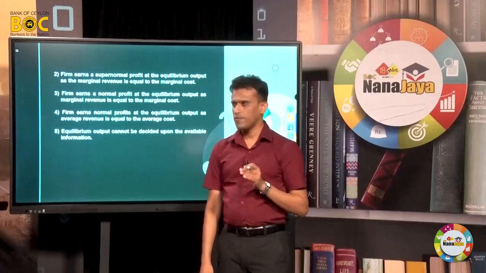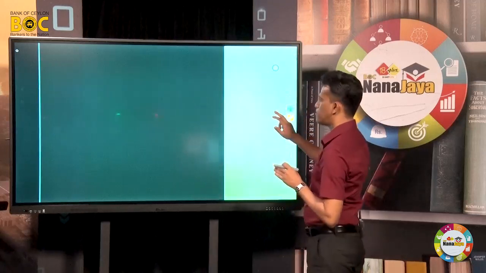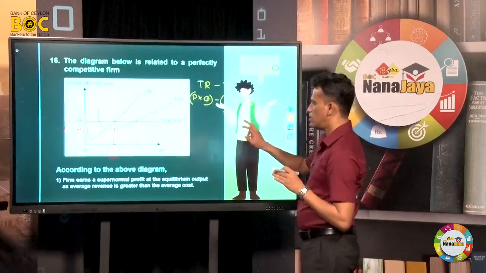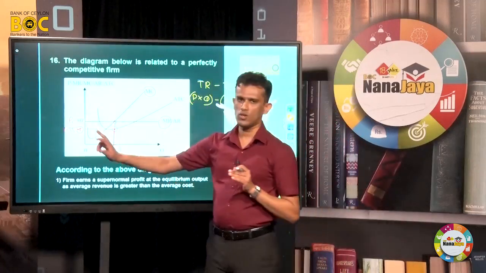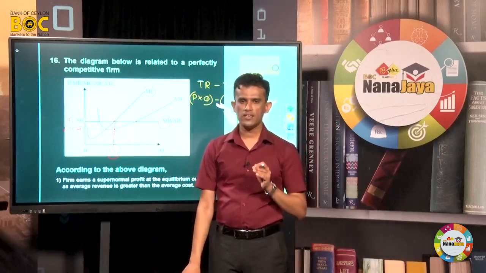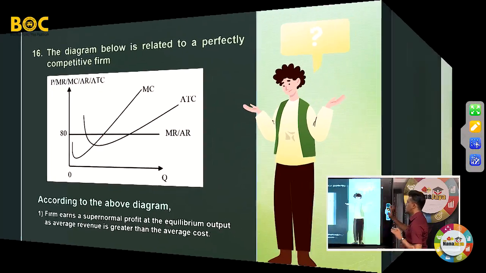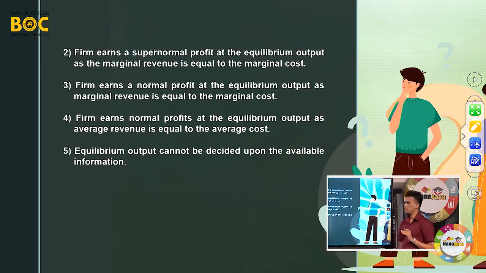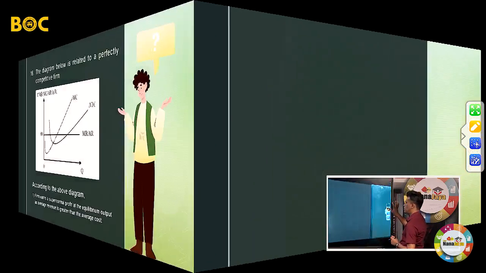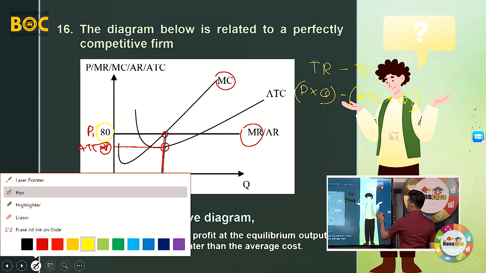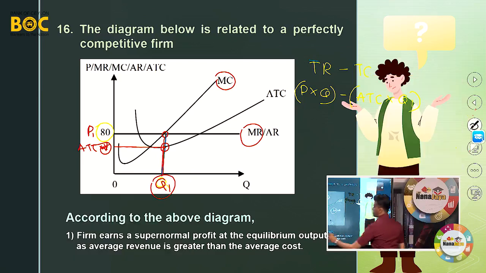So the firm is at a profit because the price is greater than the average total cost at the equilibrium output, and not because the marginal revenue is equal to the marginal cost. So the second answer also cannot be taken as an answer. Firm earns a normal profit, wrong. Fifth answer, equilibrium output cannot be decided, is also wrong. So the answer should be the first answer.